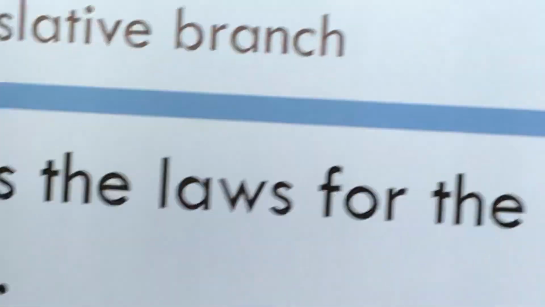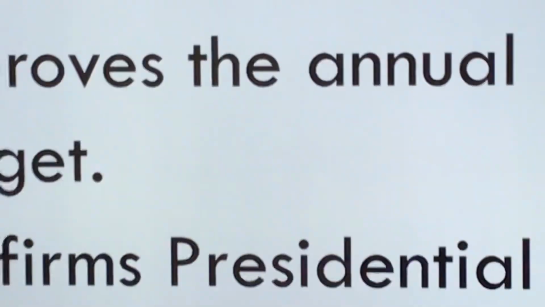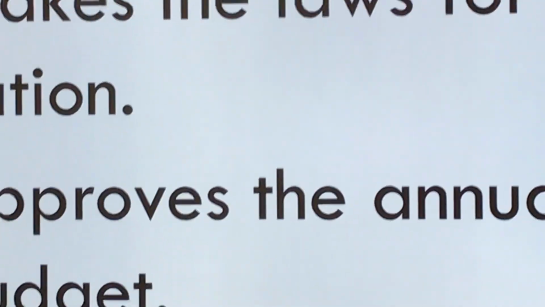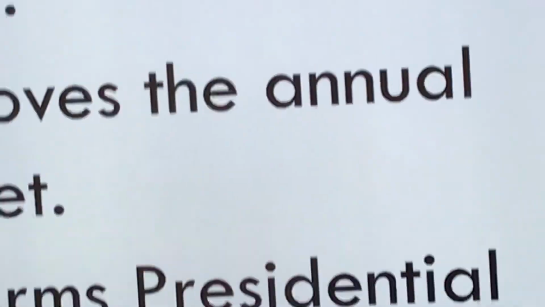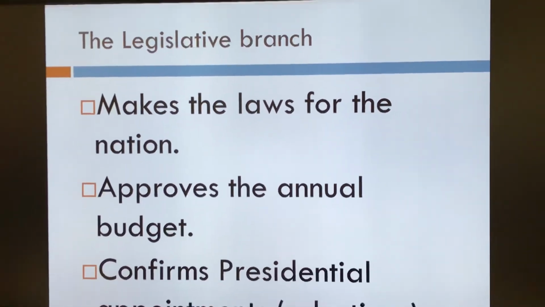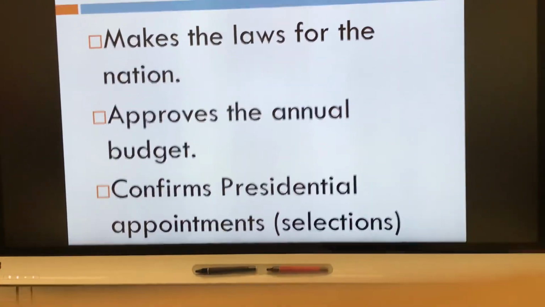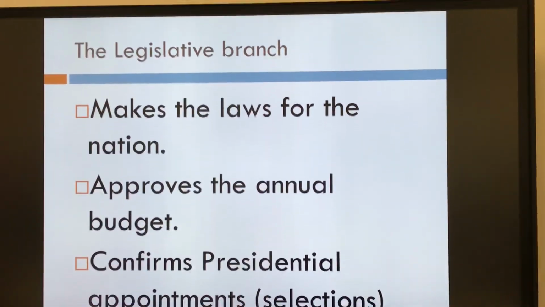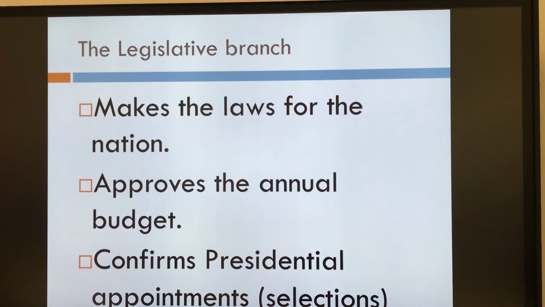So the president gets to pick that. But once he picks that person, Congress gets to vote yes or no as to whether or not that person gets the job or not. So Congress will approve presidential selections or appointments to certain jobs. So again, they're not approving a doctor's appointment. They're not approving a dentist appointment. They're approving his appointments to certain jobs.